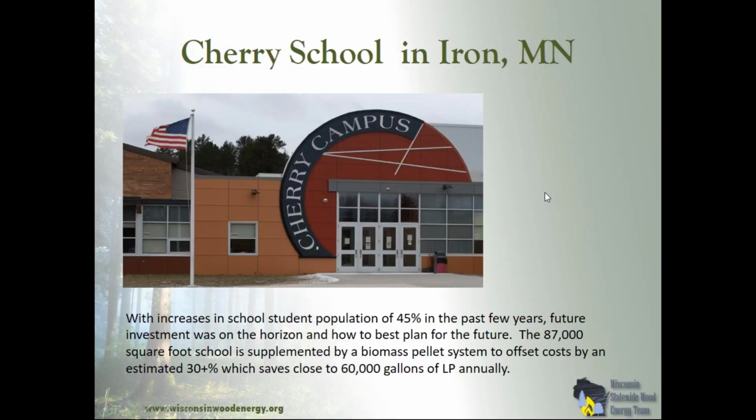Here's another system. This is a Cherry school in Iron, Minnesota. They were looking at the future and that they were going to have to expand, and I believe they had an old heating system, so they wanted to offset 30% of their fuel bill. The 30% would save 60,000 gallons of LP gas annually.